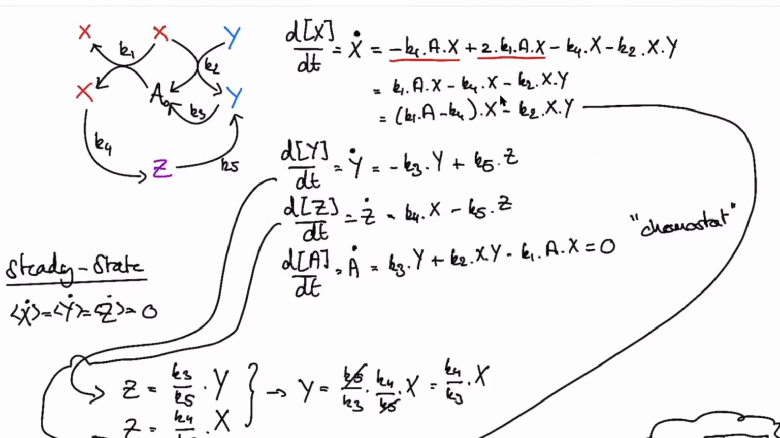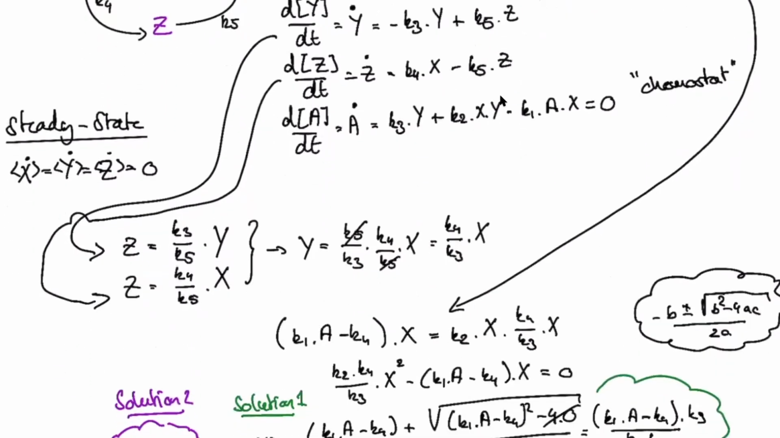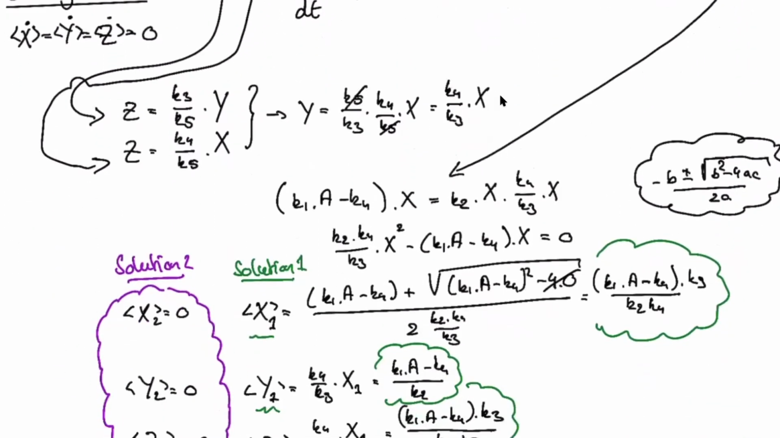Does anyone have a question about this first part on how to look at the network, how to write down the rate equations, and then doing this steady state approximation? Okay.